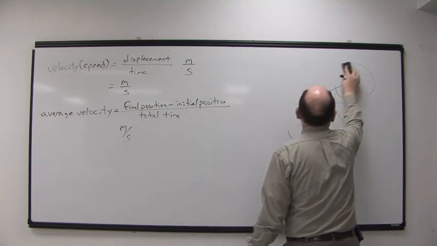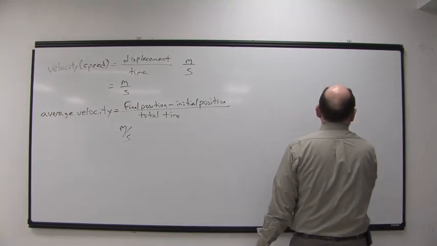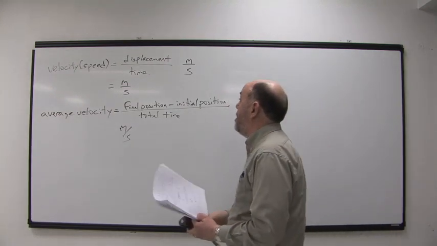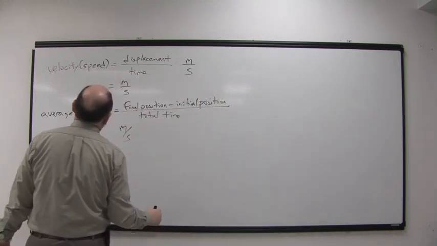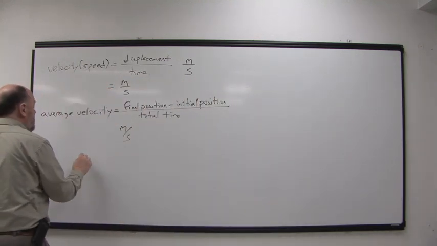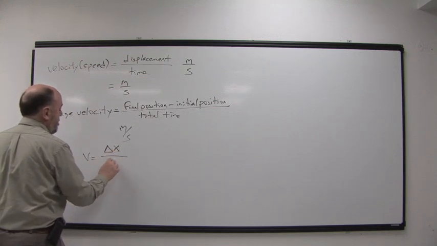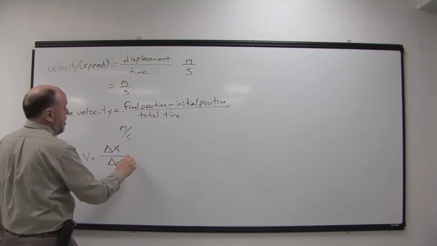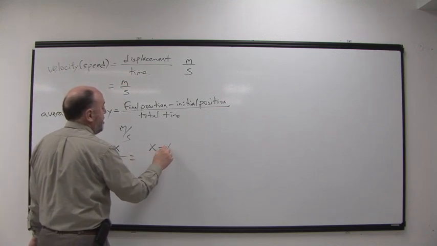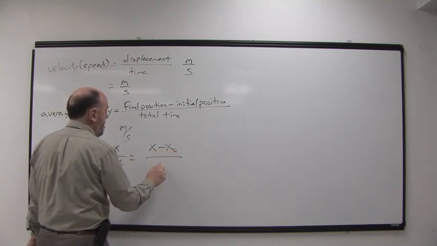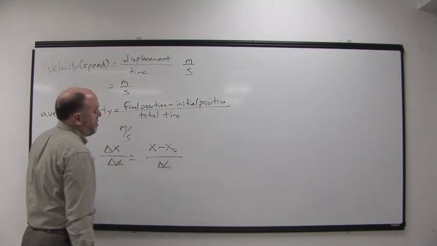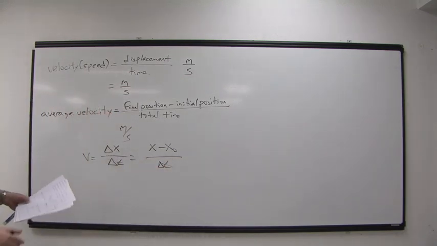In terms of equations then, we get that velocity is going to be the change in position over the change in time, which will be x minus x naught over delta t. x is the final position, x naught is the initial position.